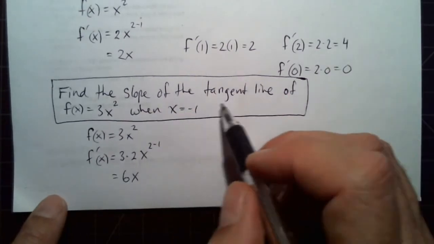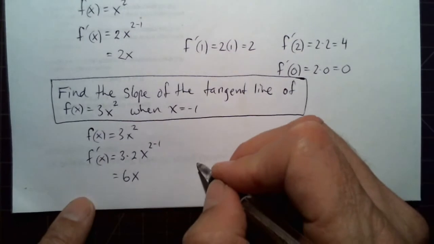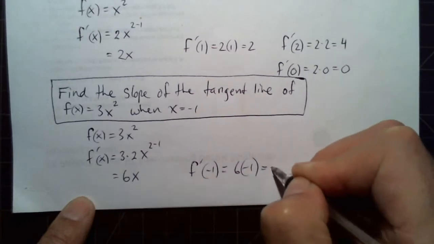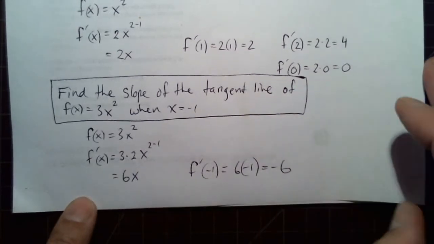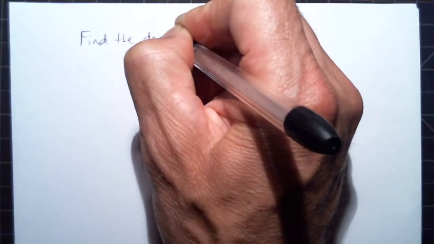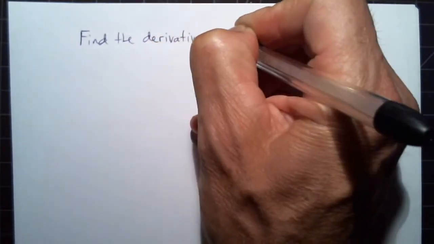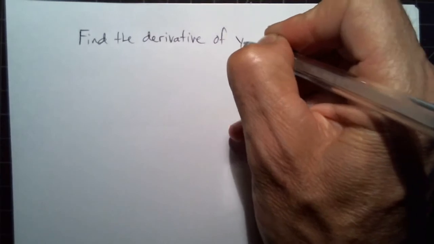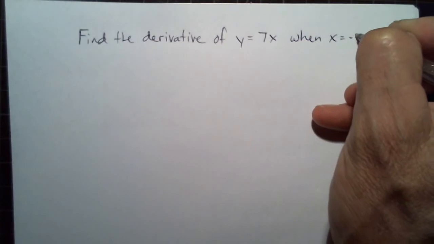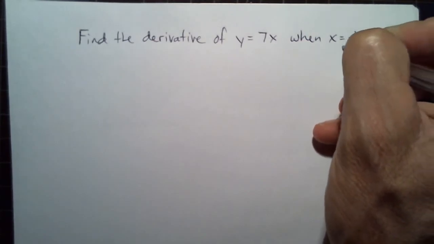We have different vocabulary that we have to know means the same thing. So f prime at -1 is 6 times negative 1, which is negative 6. So we found the slope at negative 1. Positive 2.